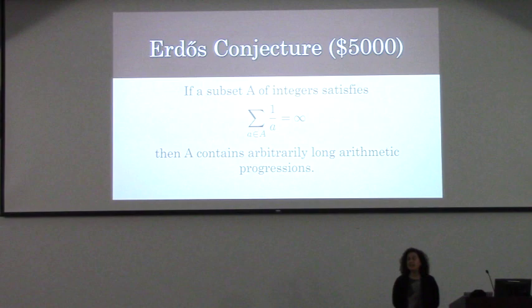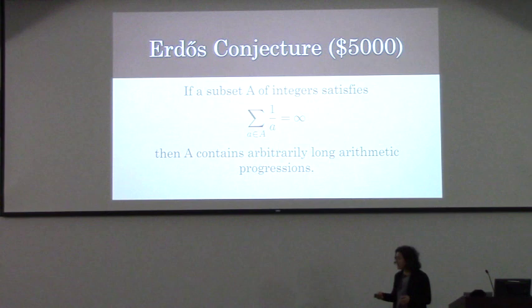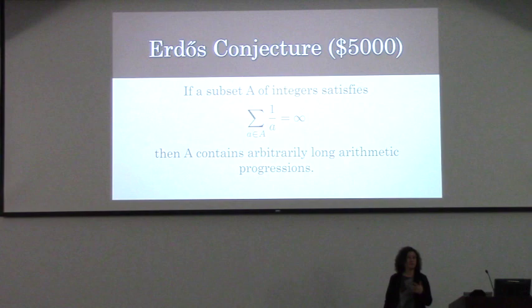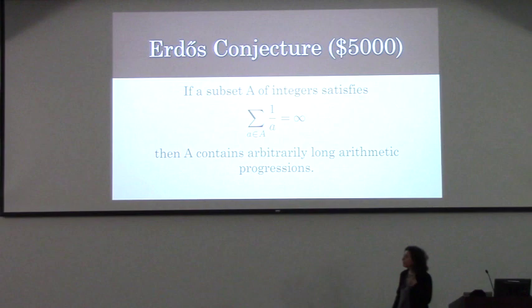patterns. Remember arithmetic progressions, which I told you about at the beginning. They look like a, a plus b, a plus 2b, and so on. And what this says is that in some sense, if the set A is big, okay, having its sum of reciprocals diverge, be infinite, means that the set A can't be too tiny, then you have these patterns that are hidden inside the set. You might not have known that they were there, but the patterns are there.